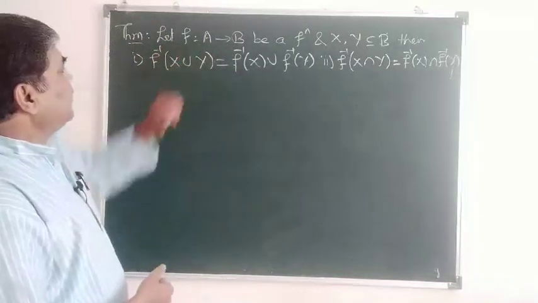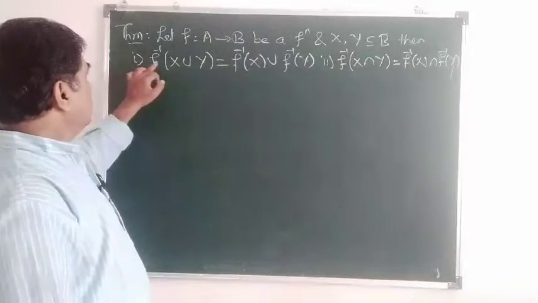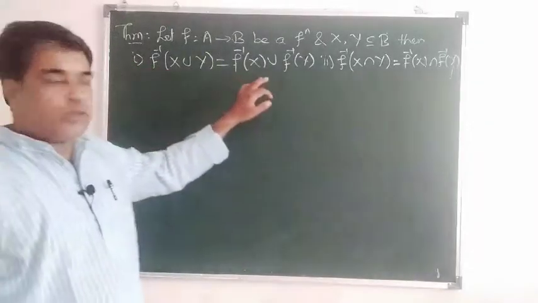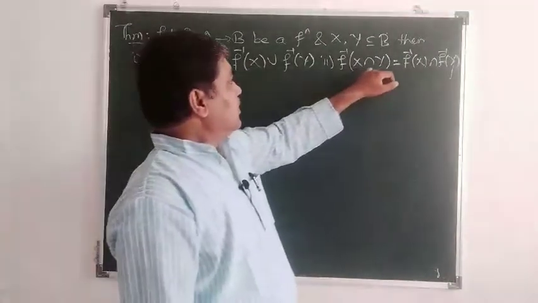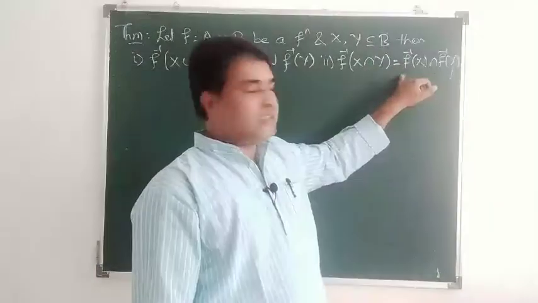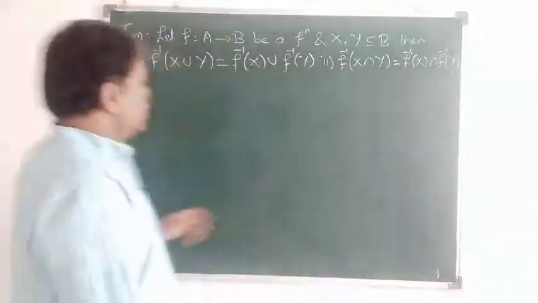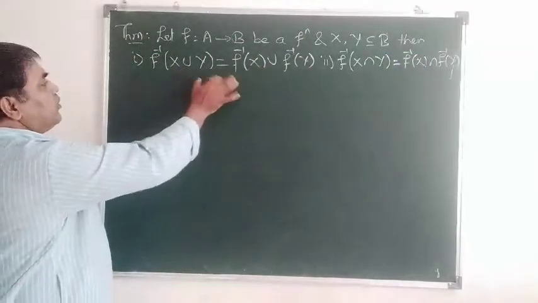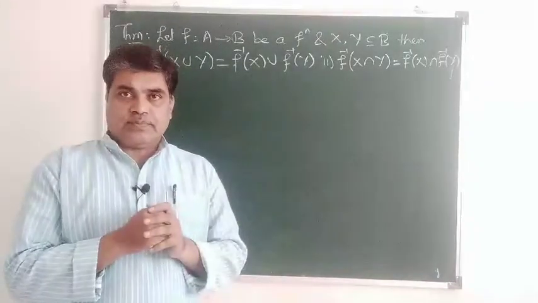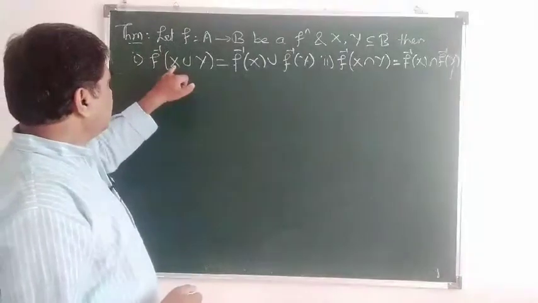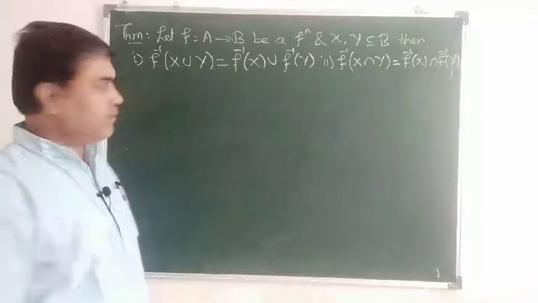If f from A to B is a function, and X and Y are subsets of B, then the inverse image of the union of two sets equals the union of their inverse images, and the second one is the inverse image of the intersection of two sets is equal to the intersection of their inverse images. To prove equality of two sets, we have to show that each is a subset of the other. So to prove the first one, we will show that the left hand side is a subset of the right hand side, and the right hand side is a subset of the left hand side. Okay.